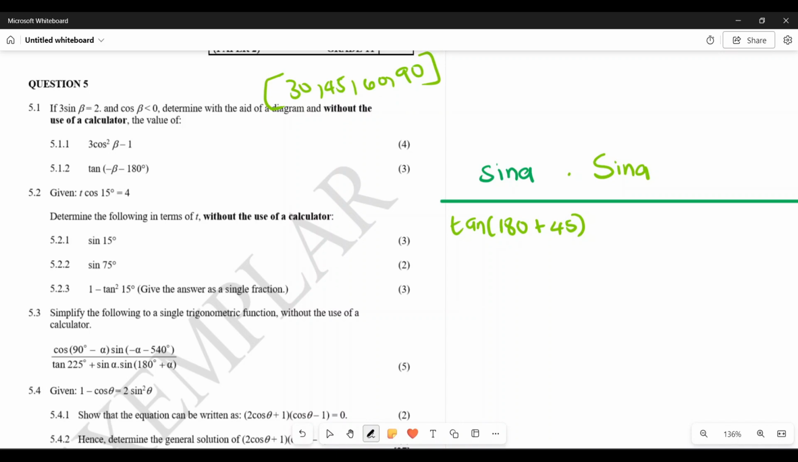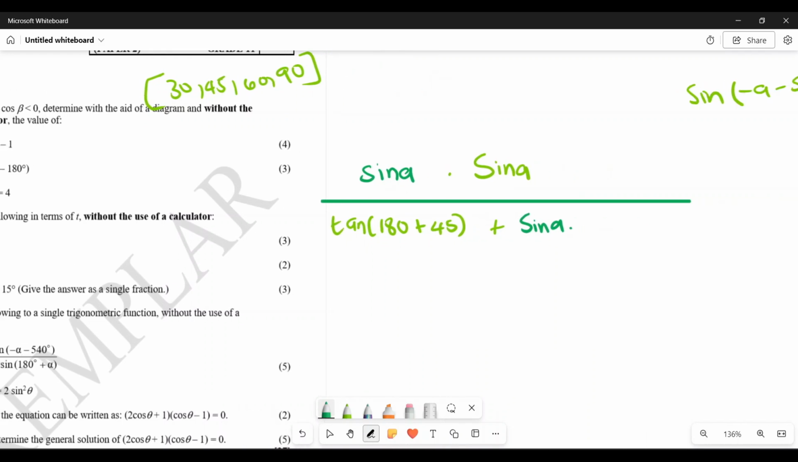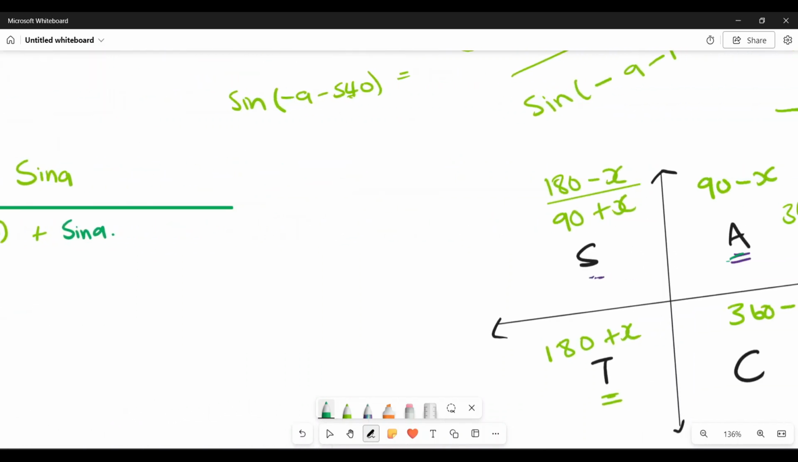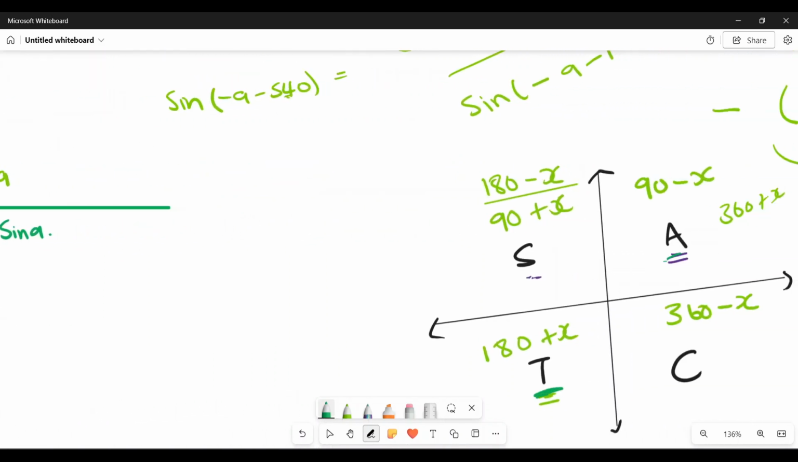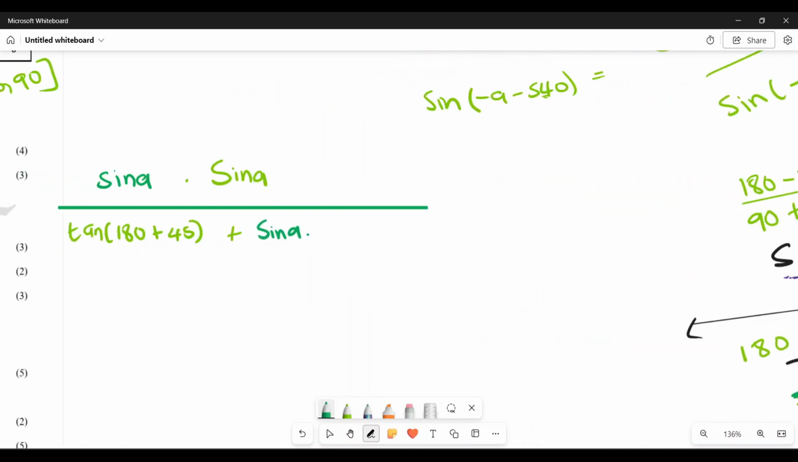Now, this is added to, let me change the color of my marker. This is added to sine A multiplied by sine 180 plus A. Now, 180 plus is in which quadrant? 180 plus is in the tan quadrant. So that's going to be minus sine A. All right, now let's try and simplify this further.